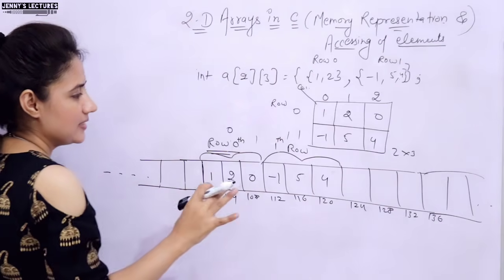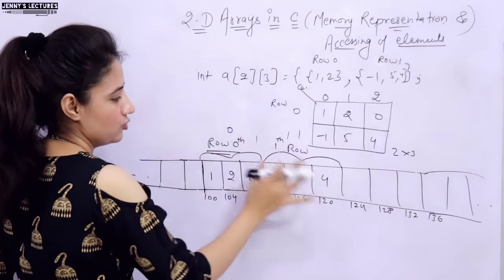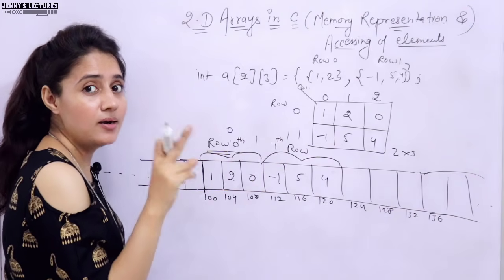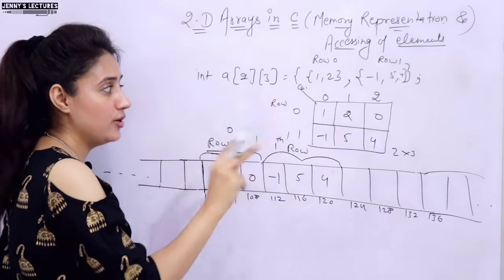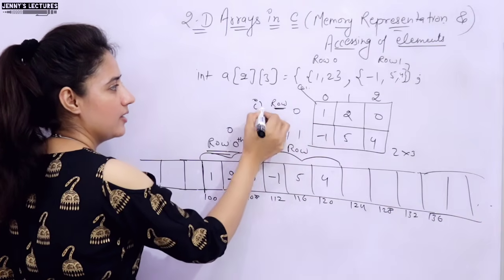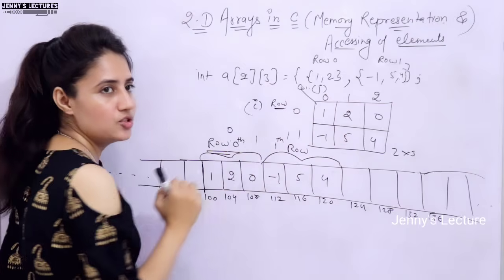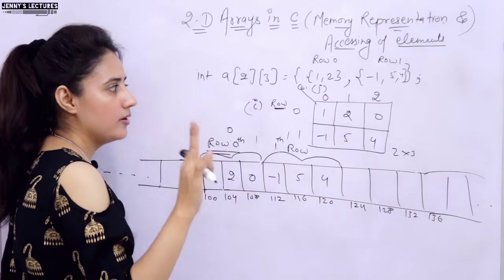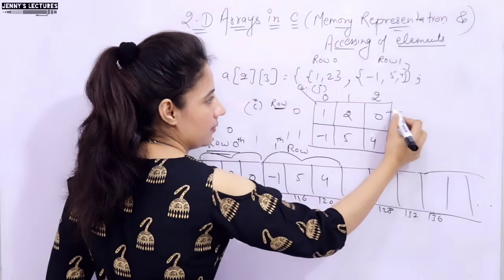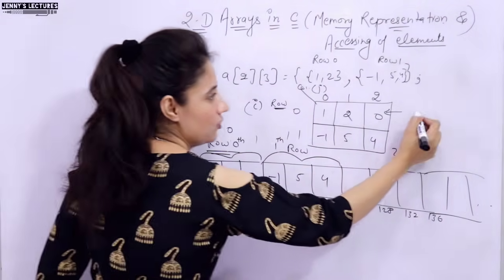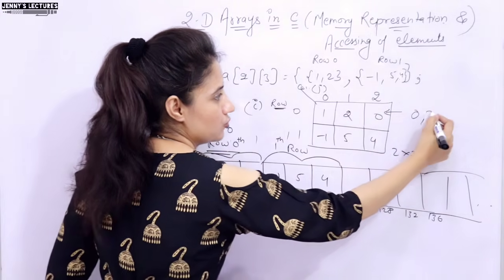Now how to access the elements of a 2D array? For accessing we will give array name and index, but here we have 2 indexes, one for row, one for column. Suppose I am taking the row index as i and the column index as j. So you will have to provide 2 indexes. Now suppose I want to access this element: for this, the row index is 0 and the column index is 2.